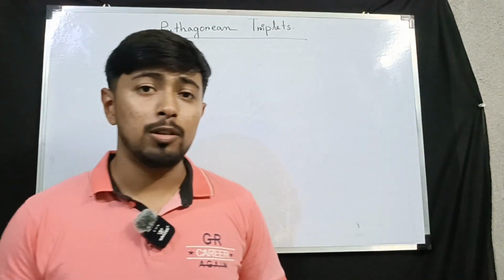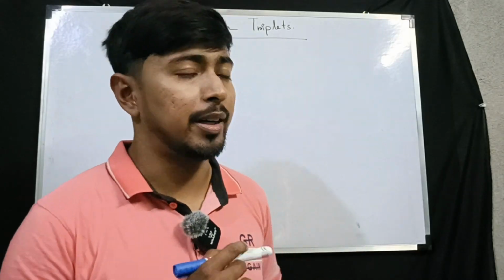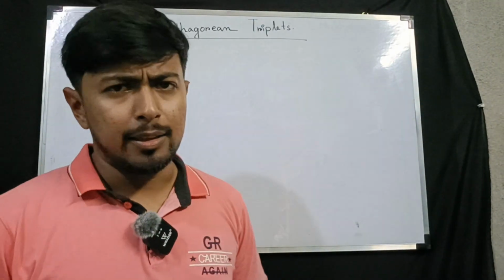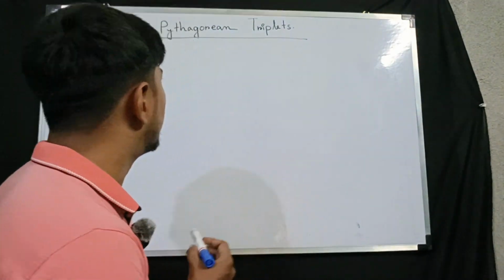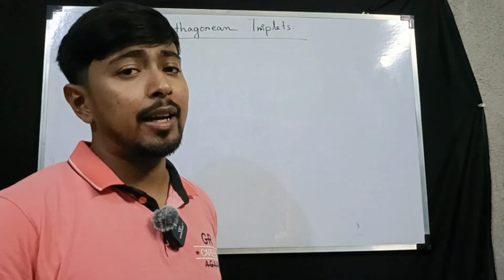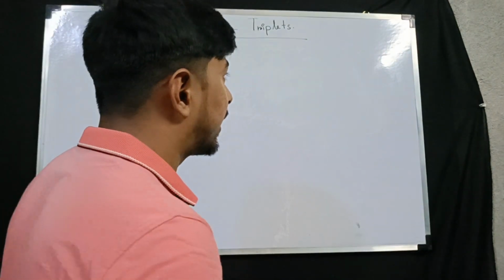So today we are going to learn about Pythagorean triplets. First of all, what are Pythagorean triplets? A great scientist, Pythagoras, invented this formula to make a perfect right angle triangle. Right angle triangle like this.